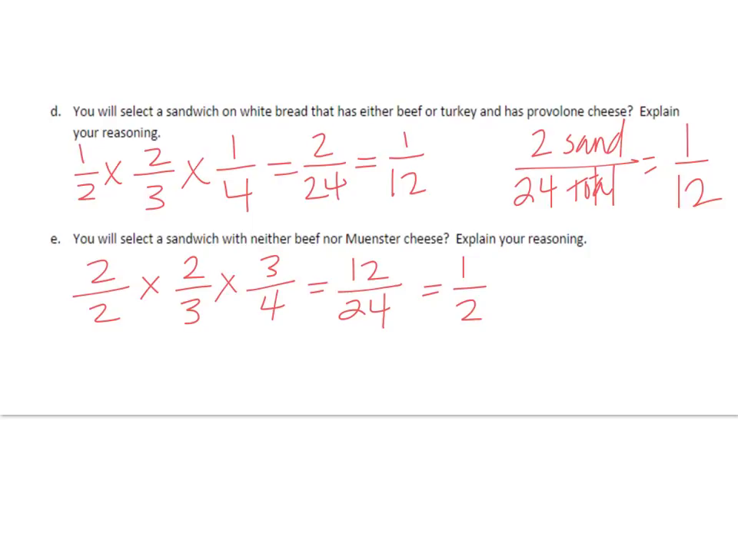And then you have wheat ham with 3, and then wheat turkey with 3. So that's another 6, which gives me 12 total sandwiches out of my 24 total, which brings me to 1/2. So hopefully you're starting to get this. It's not difficult. You just really have to make sure you understand what they're asking you.